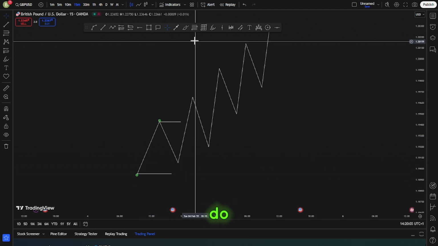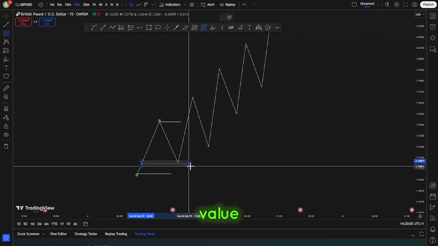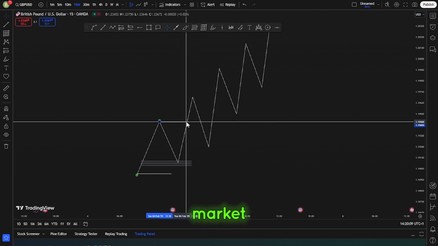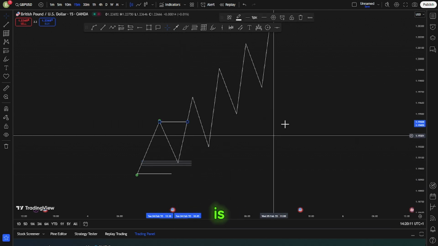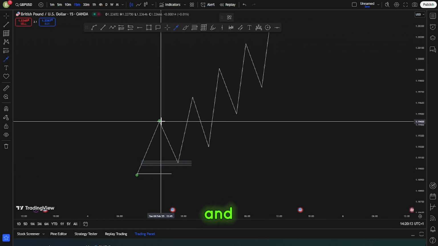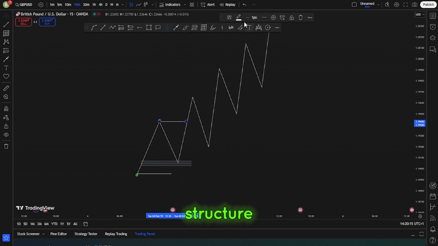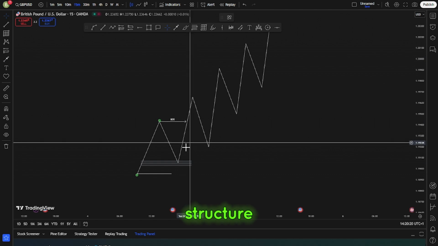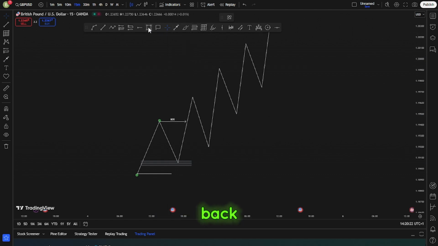and then what you need to do is look for an area of value, let's say around this point. Then you take some buying opportunities up until the market takes out this high, and then that high is your overall target, and you have your new break of structure just like this, your new break of structure. And then after having a break of structure, you need to wait for a clean pullback around this point.